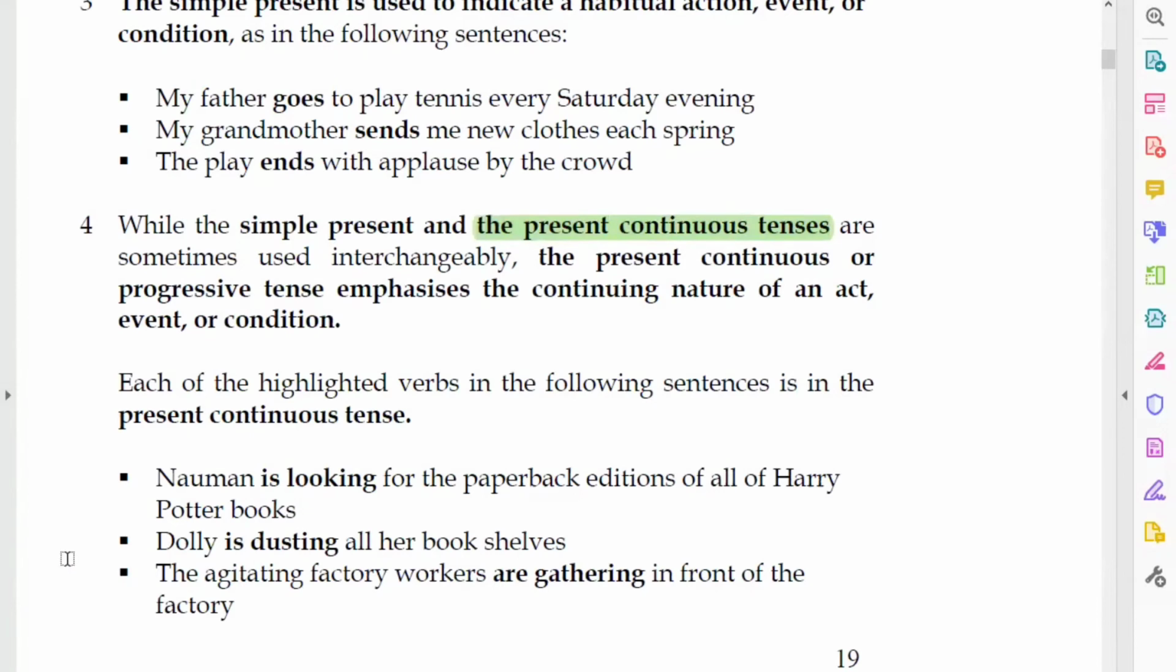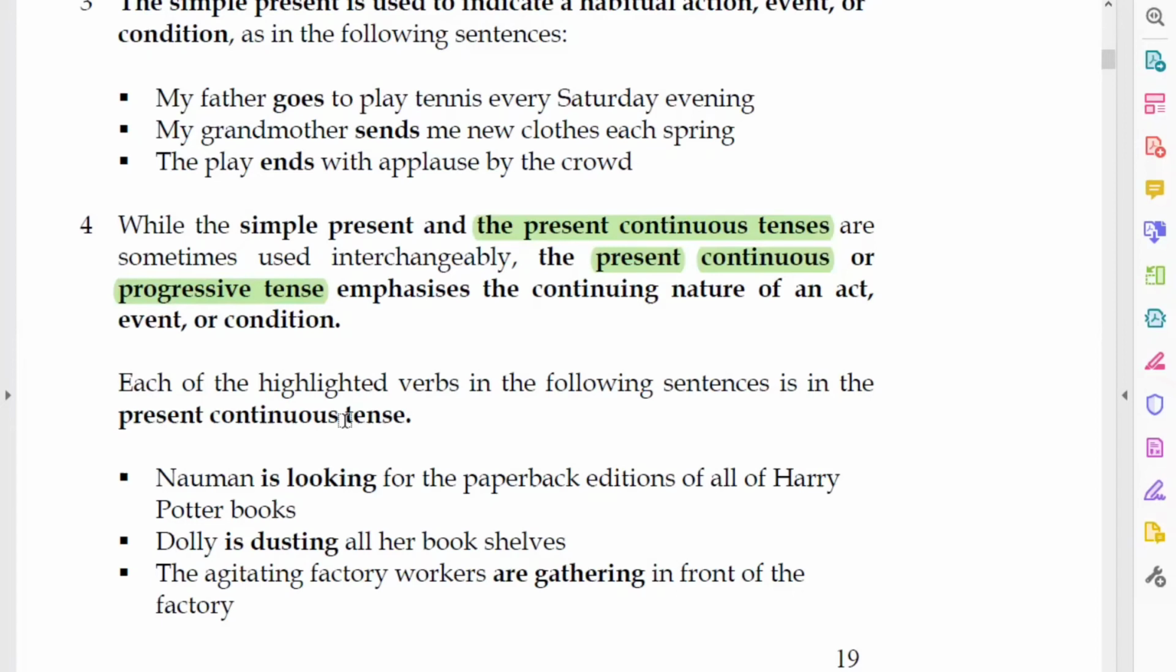While the simple present and the present continuous tenses are sometimes used interchangeably, the present continuous or progressive tense emphasizes the continuing nature of an act, event, or condition. Now, present continuous tense is also called progressive tense, right? In your examination, you might have a question on progressive tense, so do not get confused. And remember that it is going to be about present continuous tense as well.